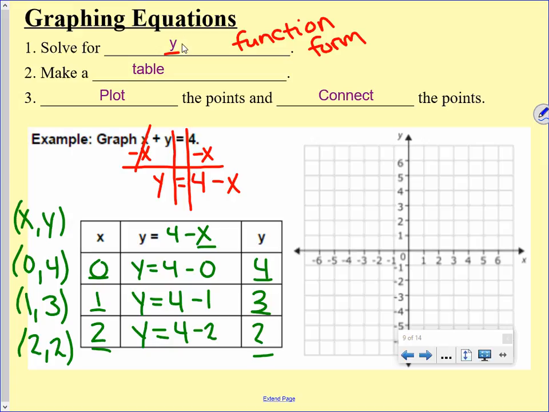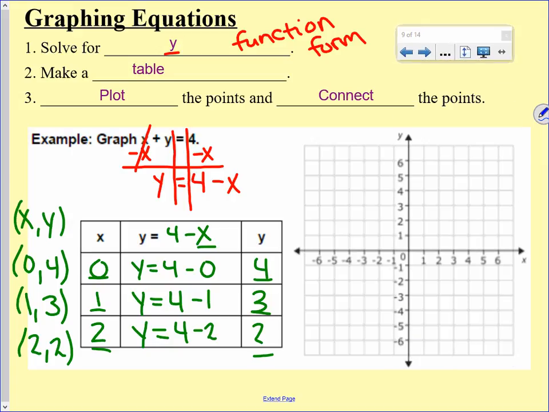So first one is 0, 4, which is on our y-axis. Second point is 1, 3, so 1 on our x-axis and 3 on our y-axis. Lastly, 2, 2, so 2 on our x-axis, 2 on our y-axis. And then connect those points. This is a linear equation, so we should get a nice straight line. If we don't get a straight line, it tells us that we did something wrong.